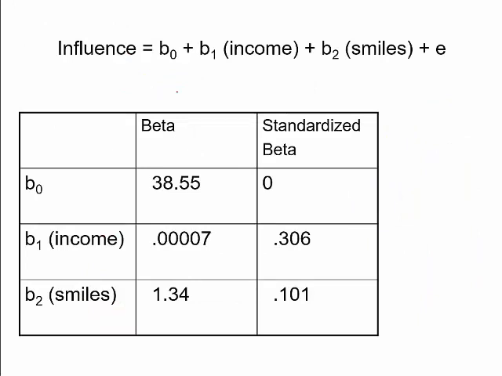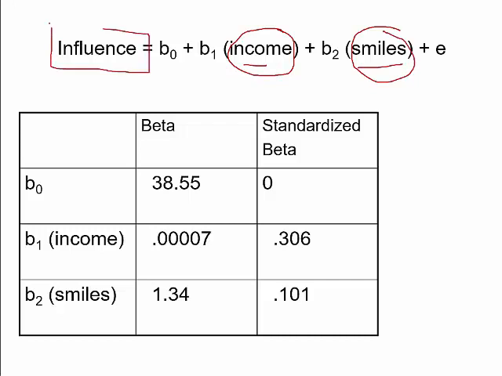So let's see how that works out in our example. So recall I was using a person's income, how much money they make in a year, and the number of times a person smiled in 10 minutes. I was using income and smiles to predict how influential a person was.